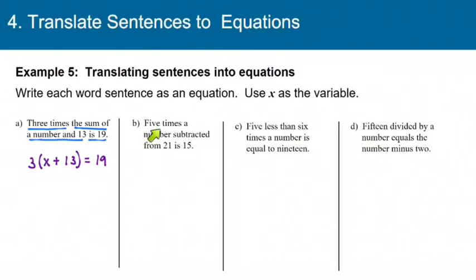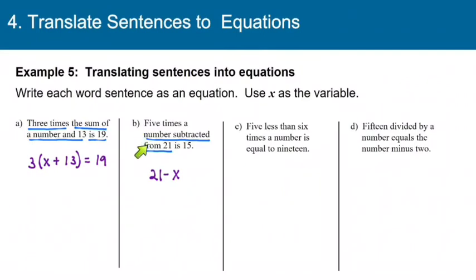Here's part B. 5 times a number subtracted from 21 is 15. So again, start where you have your unknown number. And this says a number subtracted from 21. Now that means you've got to start with your 21 and take this unknown number away from it. So that's going to be 21 minus our unknown number.